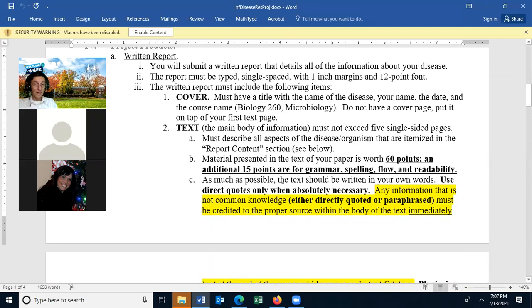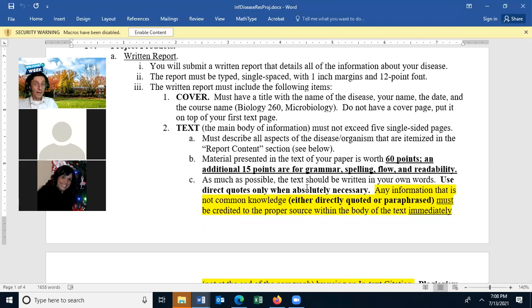The text should be written in your own words as much as possible. Any information that you get from somebody else should be put in direct quotes, and then you say where you got that information. If you don't do that, that would be plagiarism.